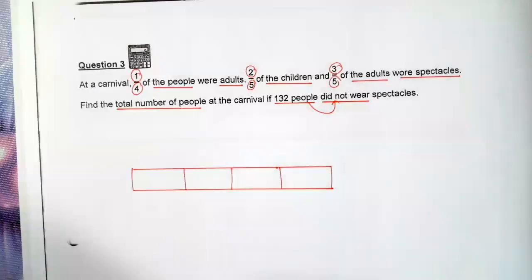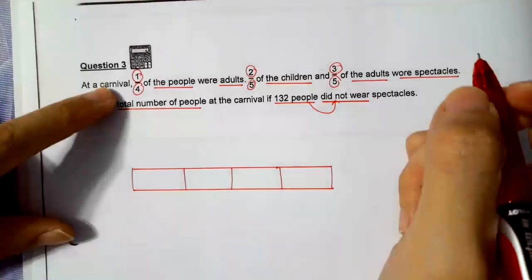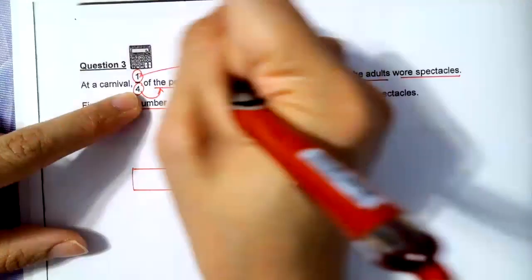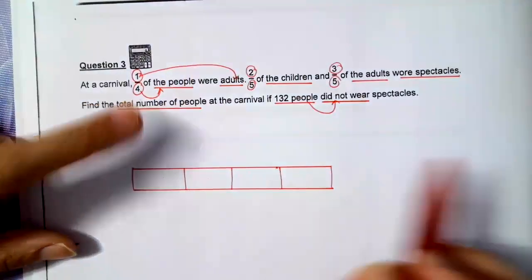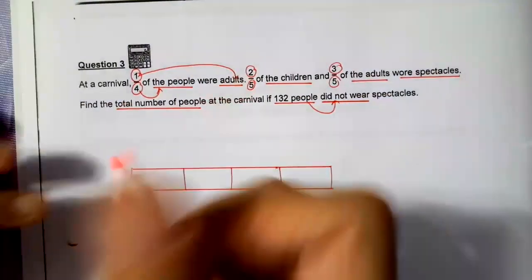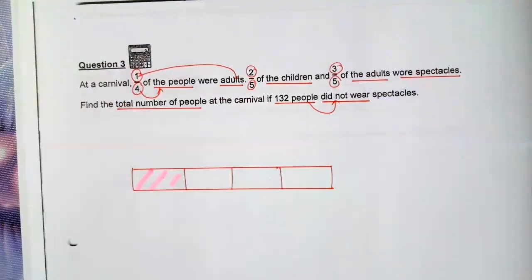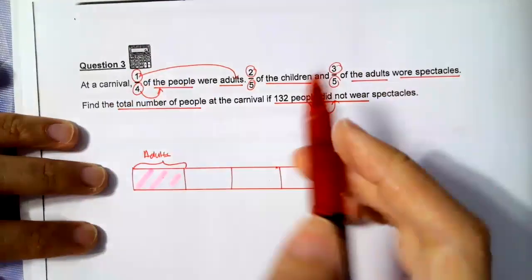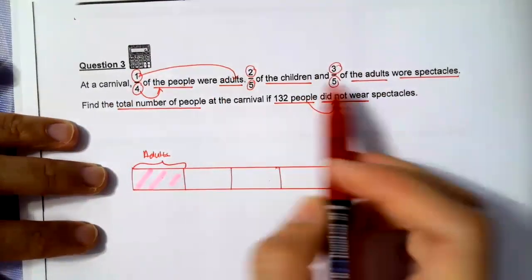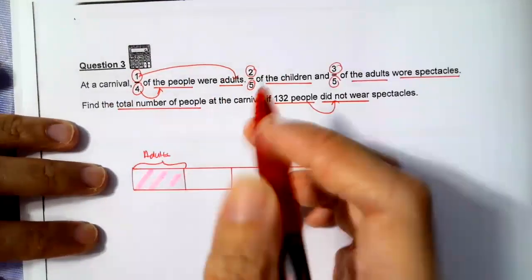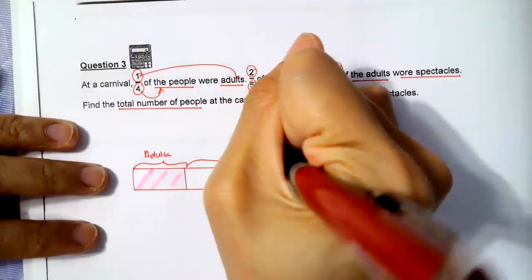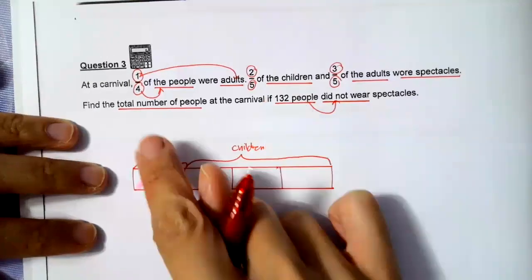All right, this next question. At a carnival, 1/4 of the people were adults. So total people is 4 units, adult is 1 unit. So I cut this into 4 and I'm going to label this one as adults. I'm not going to call the other side remaining because they never mentioned the word remaining or remainder. But if I know this is adult, then this 3 must be my children, as they mentioned here about the children. So you're either adults or children, okay?